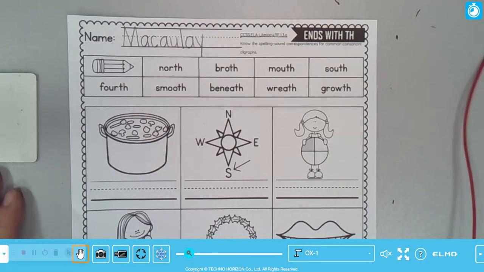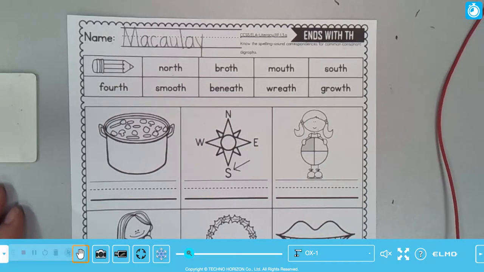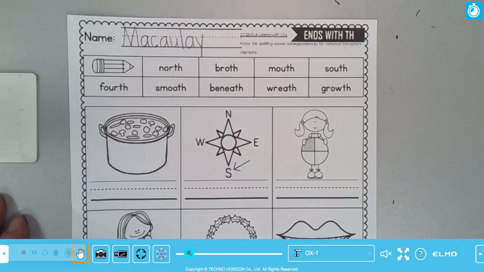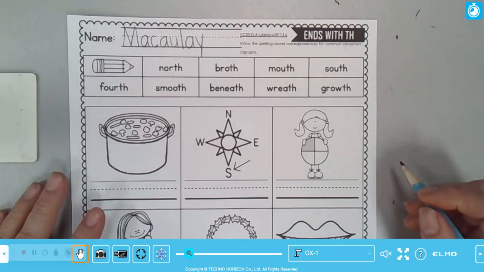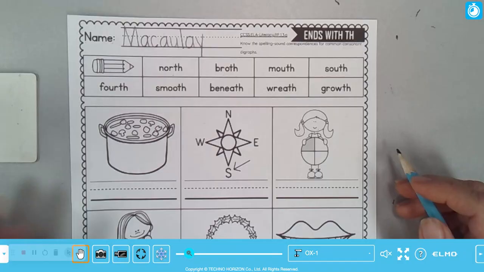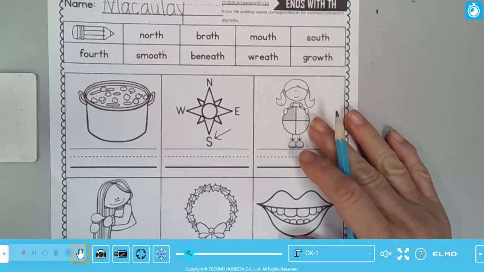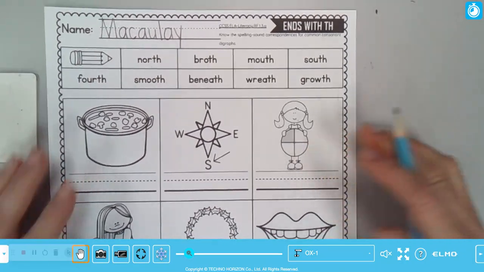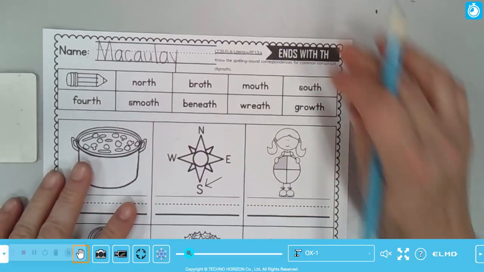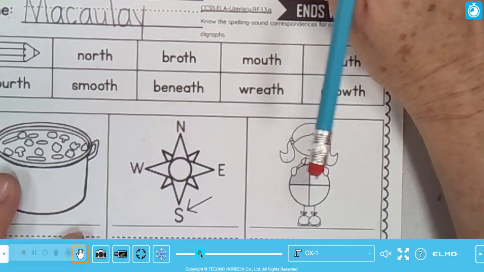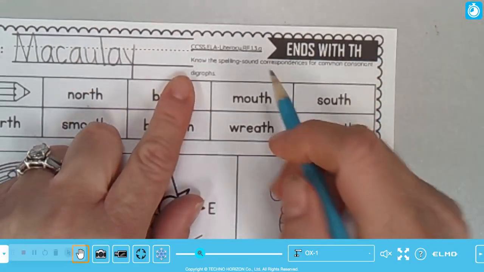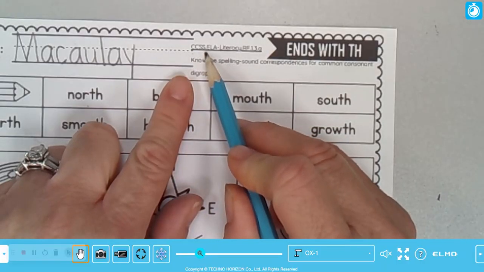Now, if you find while I'm doing this video that I'm going too fast, you need to slow down, go ahead and pause the video whenever you need to, okay? If you don't know how to pause it, you can ask someone to show you. Okay, so I'm going to make this a little bit bigger so that we can see the standard here.